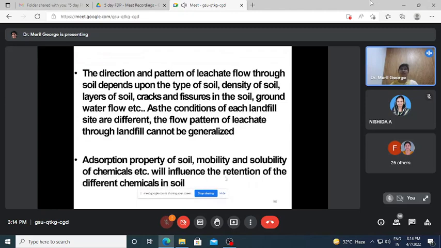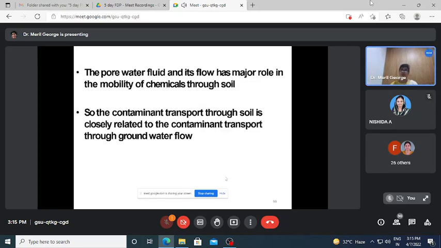And the direction and pattern of leachate flow through the soil depends upon the type of soil, density of soil, layers of soil, cracks and fissures in the soil, groundwater flow, etc. So as the condition of each landfill site is different, flow pattern of leachate through the soil cannot be generalized. The adsorption property of soil and mobility and solubility of chemicals will influence the retention of chemicals in the soil also. And of course, the pore water fluid and its flow has a major role. So the contaminant transport through the soil is closely related to the contaminant transport through the groundwater flow.